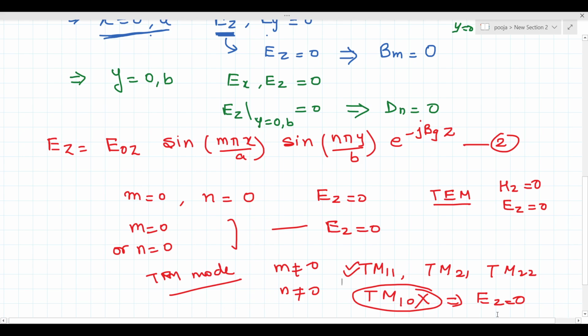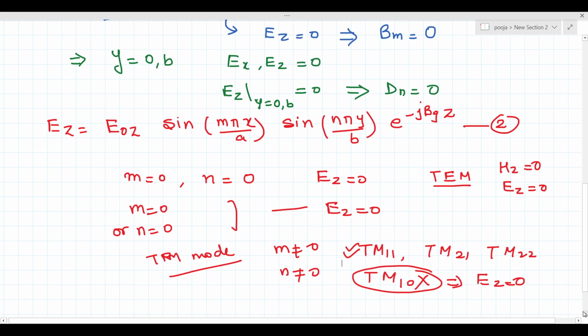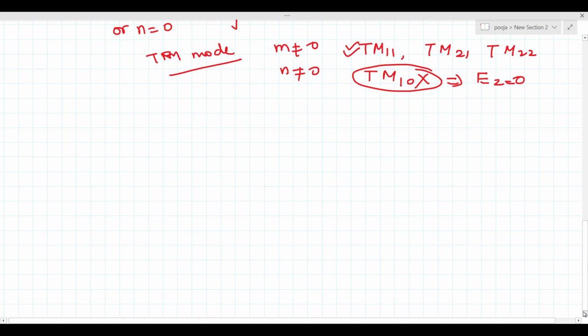So this is a very important feature. In our earlier lecture we saw that for TE mode the dominant mode was TE10. This is the reason why we have the dominant mode TE10, because there is no 0 value of m or n allowed in TM mode. So the mode which has the lowest cutoff frequency is TE10 mode. So let's go back to this equation.